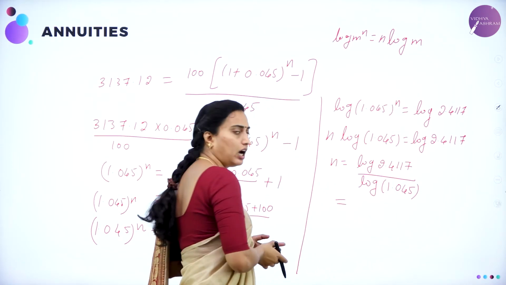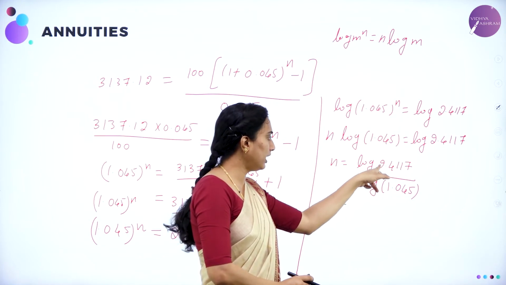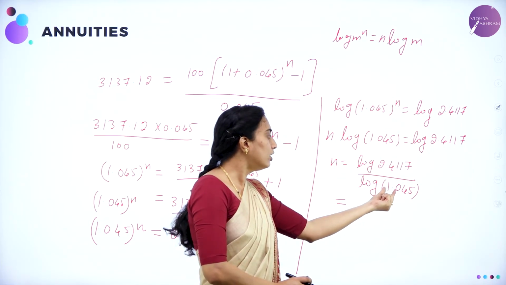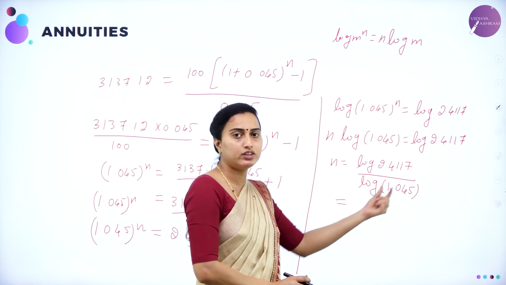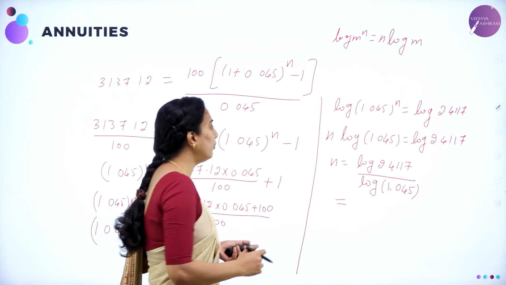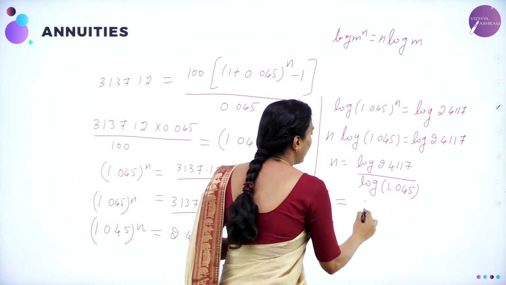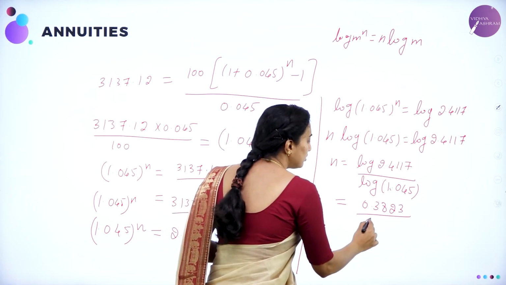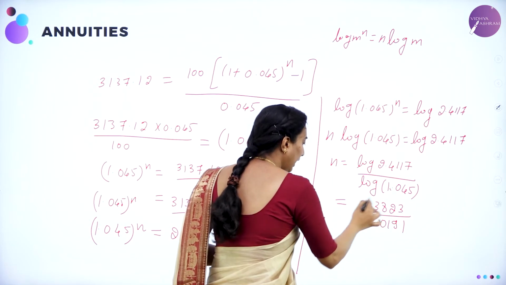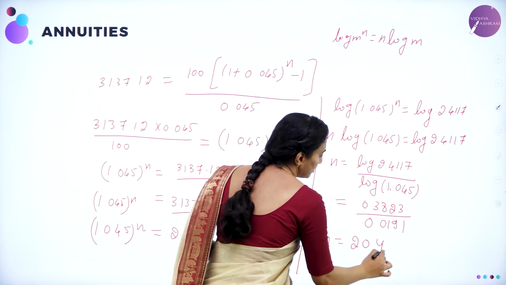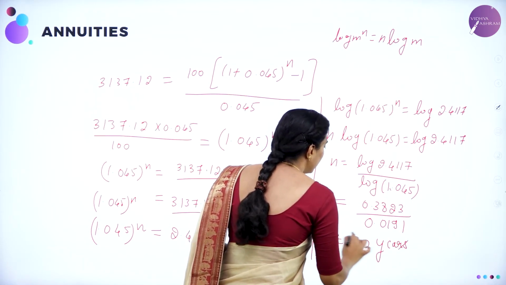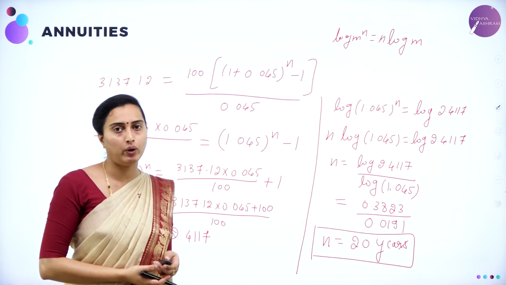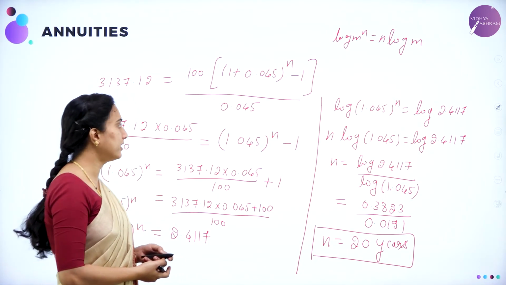Now, seeing in the log table, without taking the decimal into consideration, for log of 24 you go to the 24th row, first column, where 1 is the mean difference. Here also, you see the 10th row, 4th column, where 5 is the mean difference. By seeing that, after looking in the table, we get 0.3823 divided by log of 1.045, which is 0.0191. So after doing the calculation again, you are going to get 20 years. So she has to invest rupees 100 to get 3137.12 in 20 years. I hope you got this one. We'll move on to the next problem, dears.